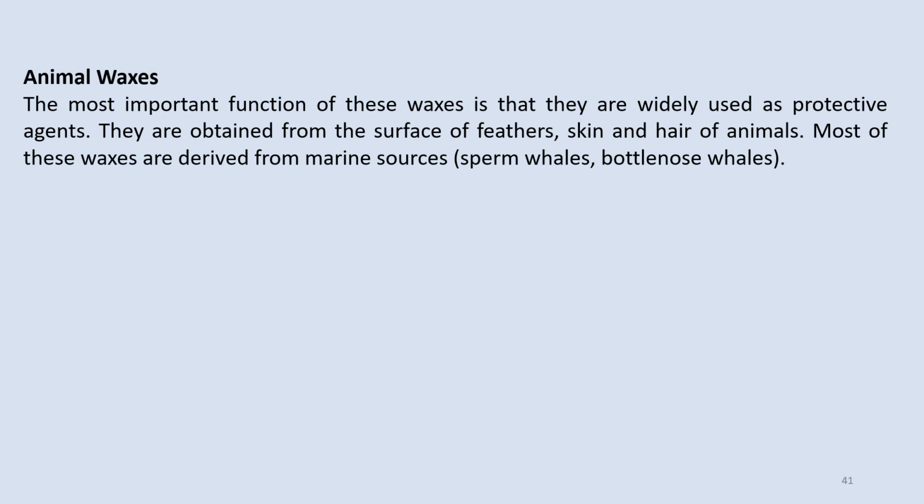Animal waxes. The most important function of these waxes is that they are widely used as protective agents. They are obtained from the surface of feathers, skin and hairs of animals. Most of these waxes are derived from marine sources. Example from sperm whales, bottlenose whales.